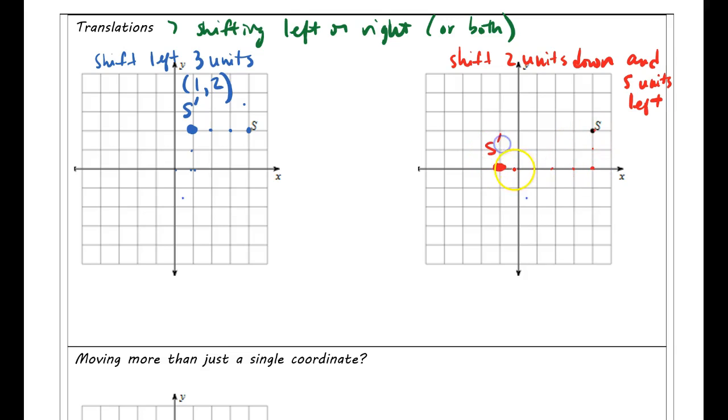This is my new S, and where am I? I'm over 1 on the x-axis, so that would be a -1 because it's to the left of the origin. And then how much have I gone up or down on the y? 0, a big fat 0. So that would be the point -1, 0.